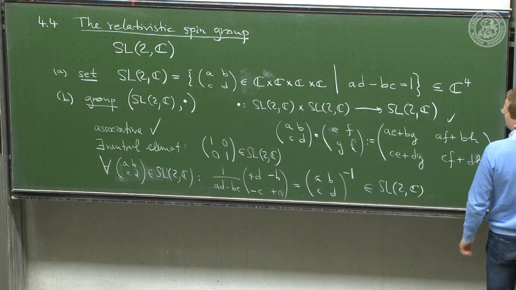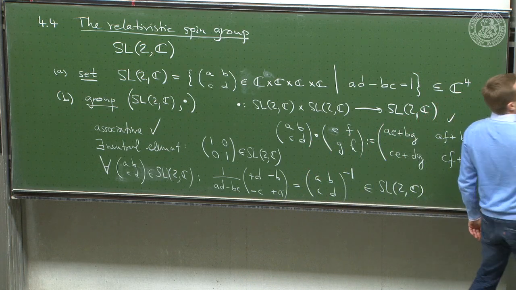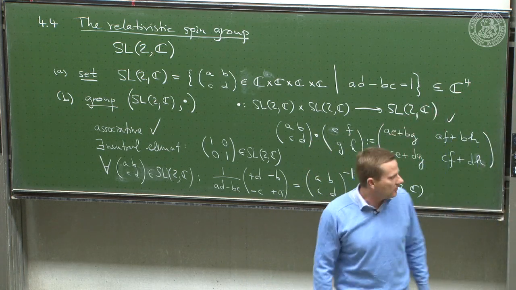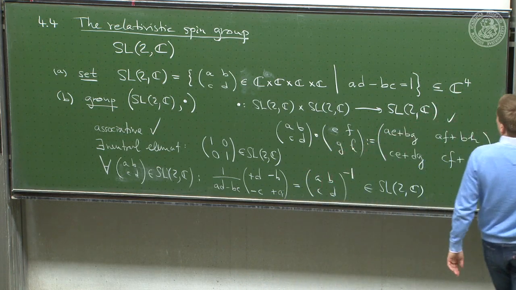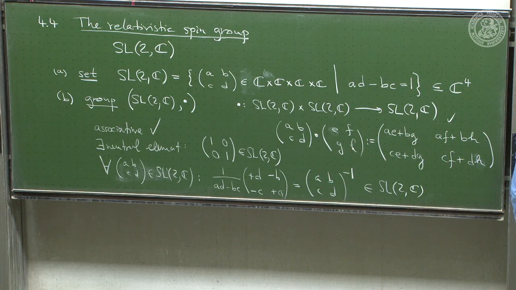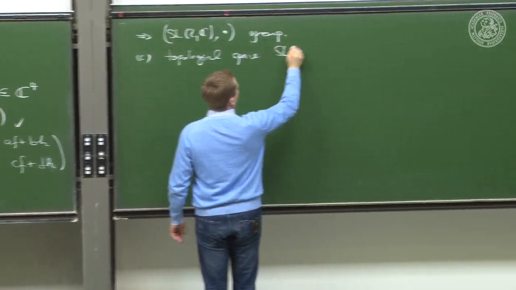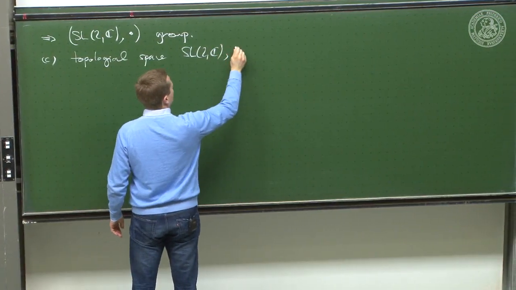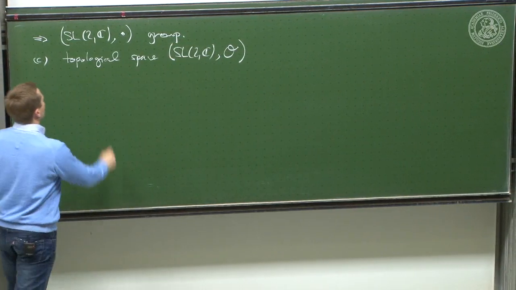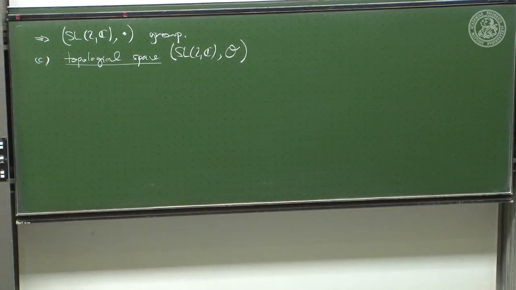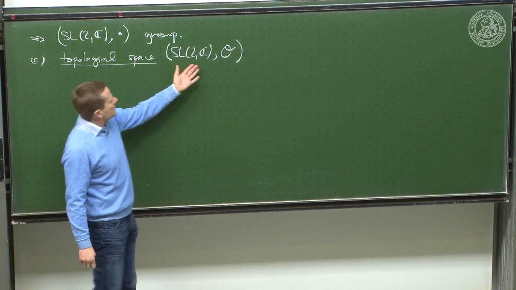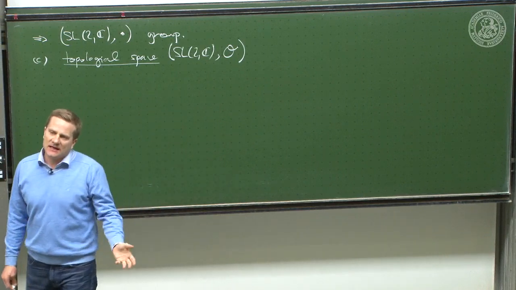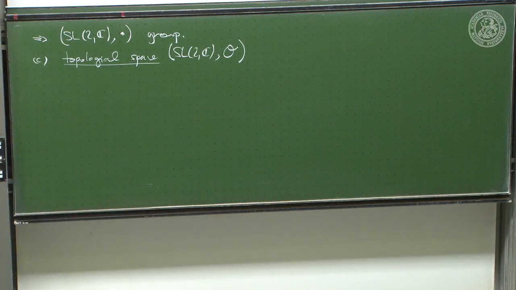But now we come to the next step. I want to think about this group now, about the set that underlies the group, as a topological space. So let's think about the topological space SL2C. Well, that's the set, so we need to equip it with some topology before anything else. So how do we do this? Well, we will always avoid constructing this explicitly. If possible, we inherit a topology from a space we know.